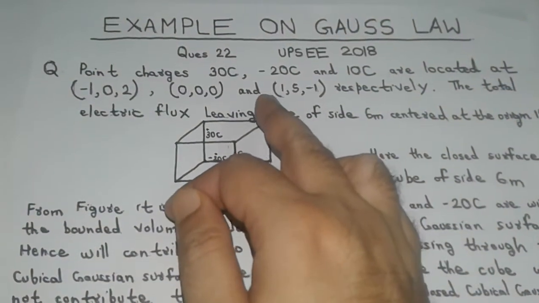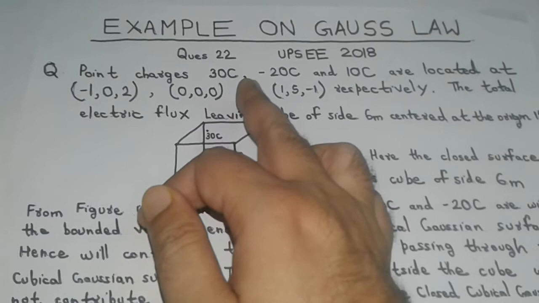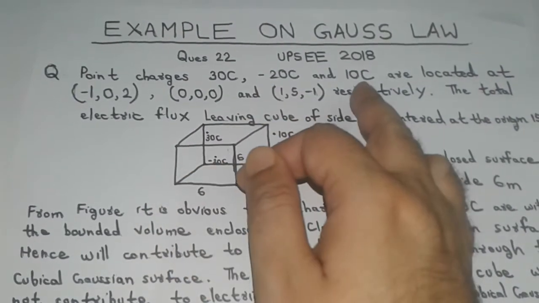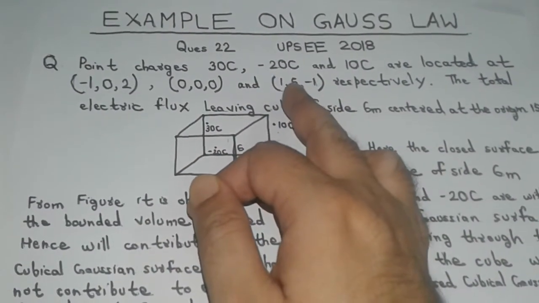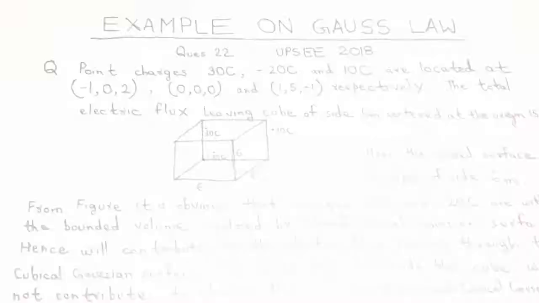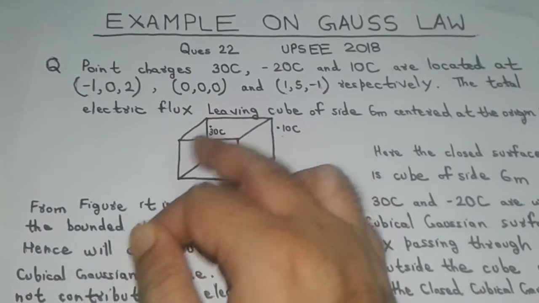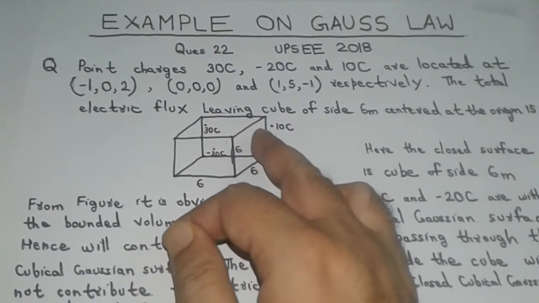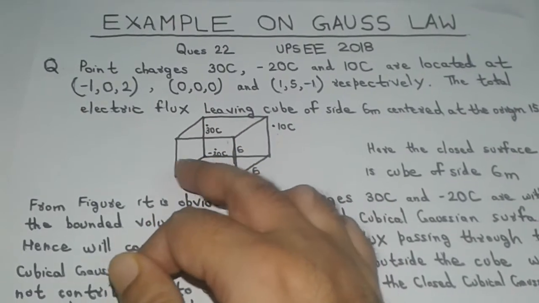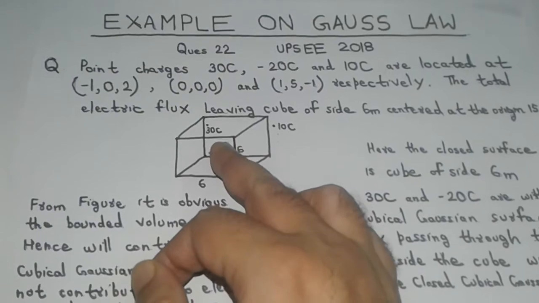So in this question we are provided 3 point charges 30 coulomb, minus 20 coulomb and 10 coulomb of known coordinates on x, y and z directions. We have to determine the total electric flux passing through the closed cubical Gaussian surface of side 6 meter which is centered at the origin.